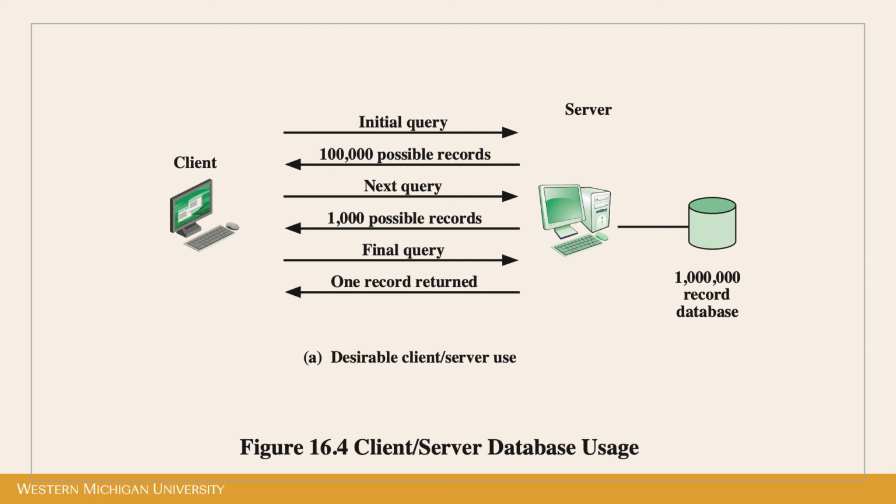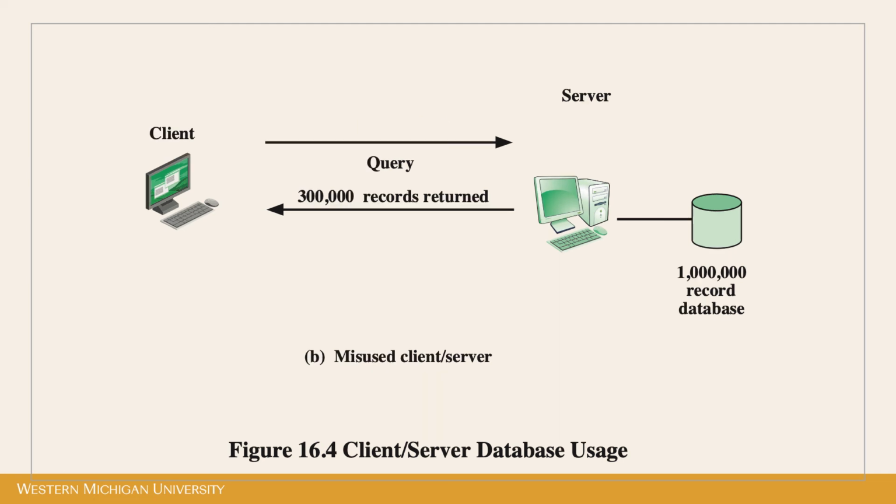The client can then do another query that narrows those down, maybe to 1,000. And then a final query finally gets us the individual record that we actually want. It can be more than one, but still, the final query is when we finally get the records that we're actually interested in. And those are the only records we're actually going to send over the network from the server to the client.